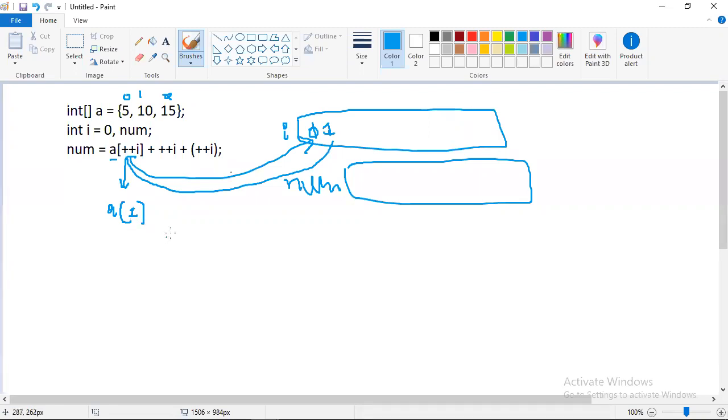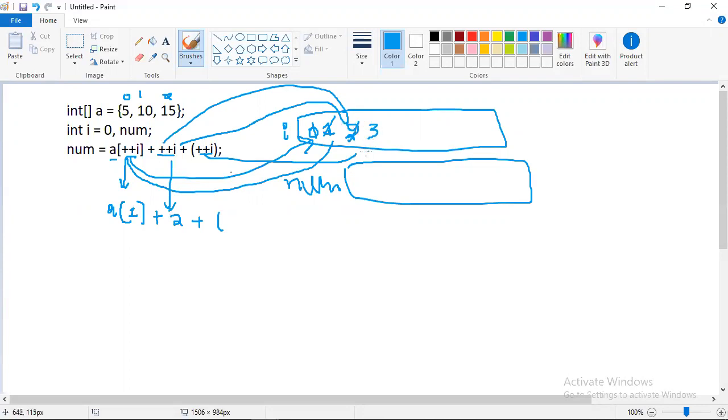Right? A of 1 plus ++i. What does ++i mean? First you increase to 2, then read the value and substitute. What is the I value now? 2. Plus bracket ++i. Now again go and increase 2 by 3. Read the 3 value and substitute. What output are you getting? 3. Understand? This bracket will have no effect. This bracket doesn't have any effect with ++ because ++ is first priority. Where do you change the priority with the bracket?